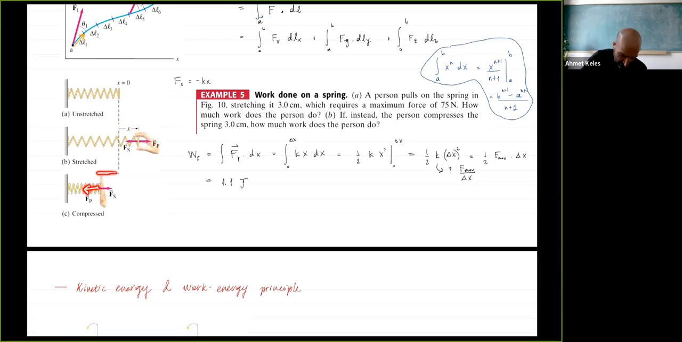So this is A, this is B. F and delta x are in the same direction. So the answer is exactly the same. W_P is equal to 1.1 joules.